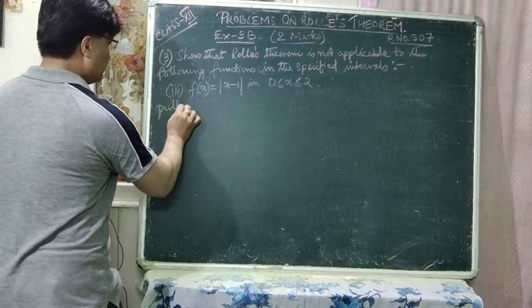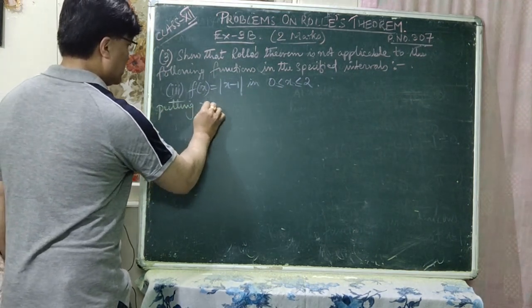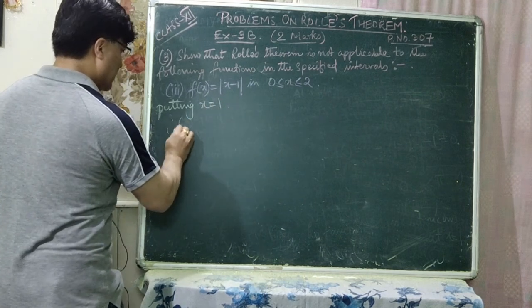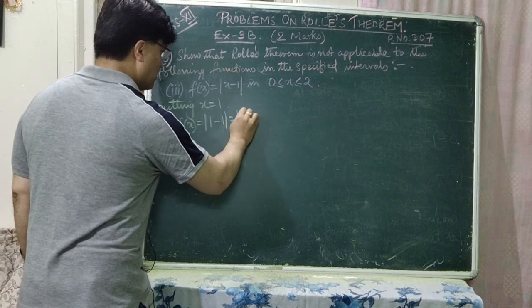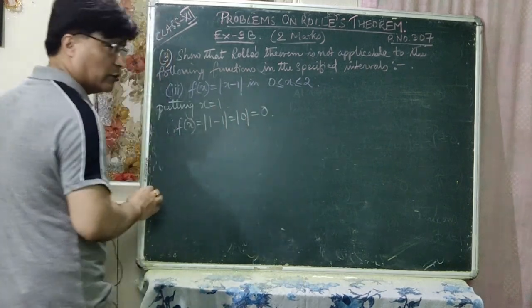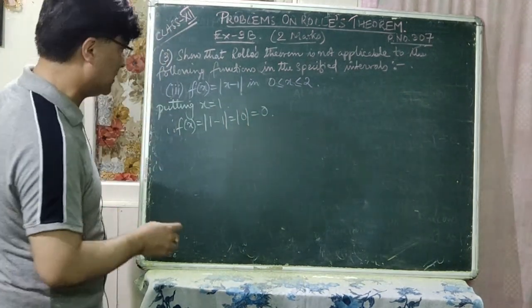So putting x is equal to 1, that is f of x is equal to mod 1 minus 1 is equal to mod 0 is equal to 0. That is, 0 is neither positive nor negative.